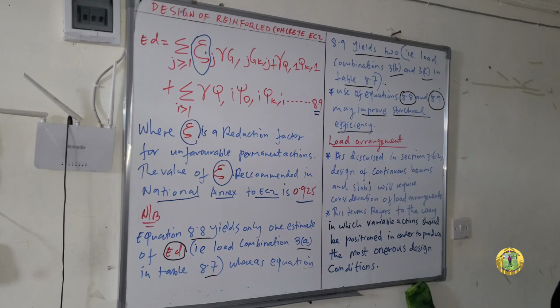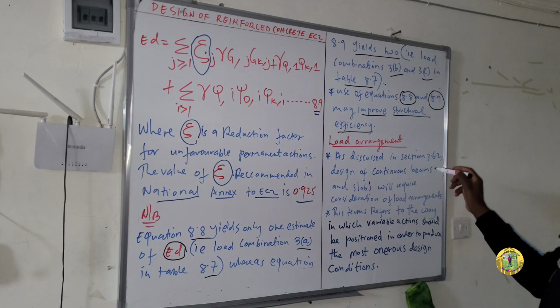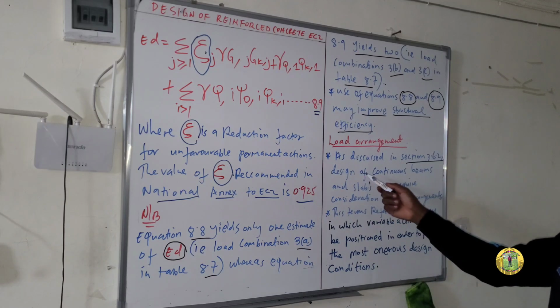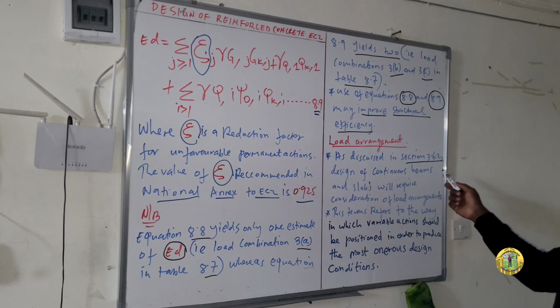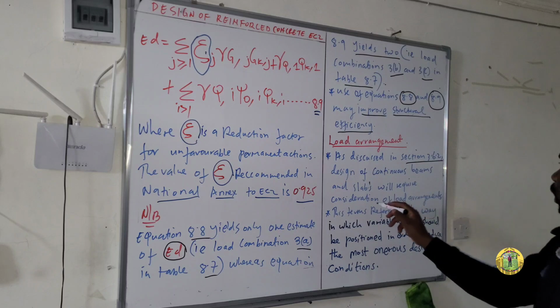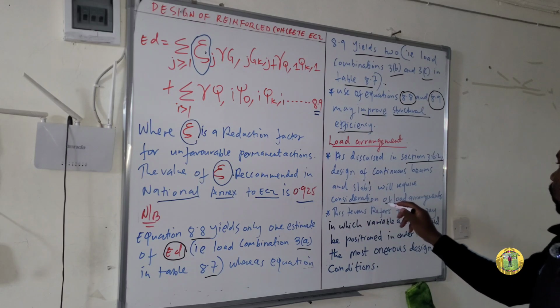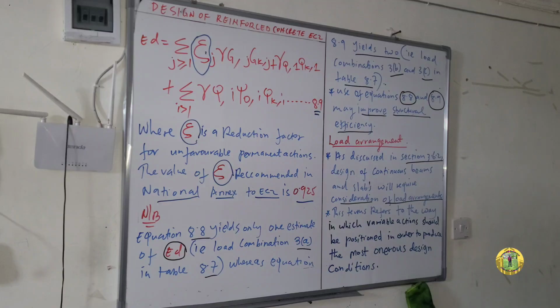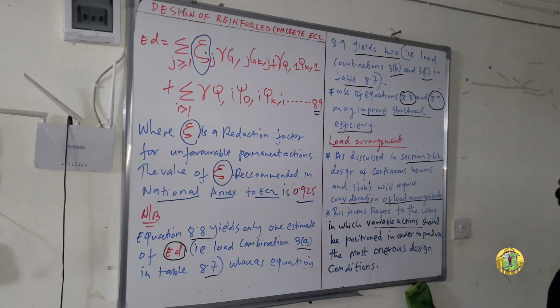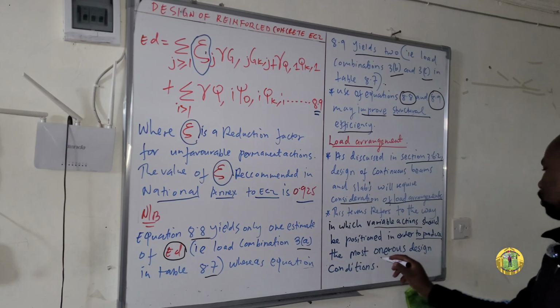Now let's talk about the loads arrangement. So this one is discussed in section 3.6.2, design of continuous beams and slabs, which will require consideration of loads arrangement. So you have to have a proper loads arrangement. So this term refers to the way in which variable actions should be positioned in order to produce the most onerous design condition.